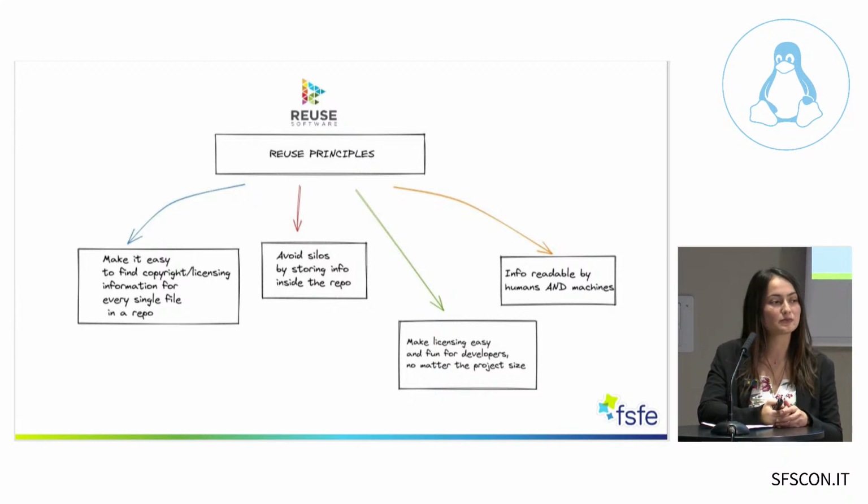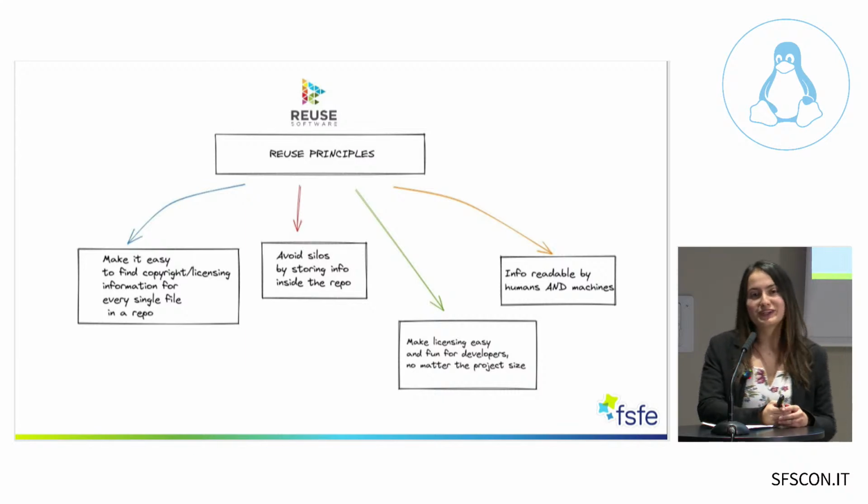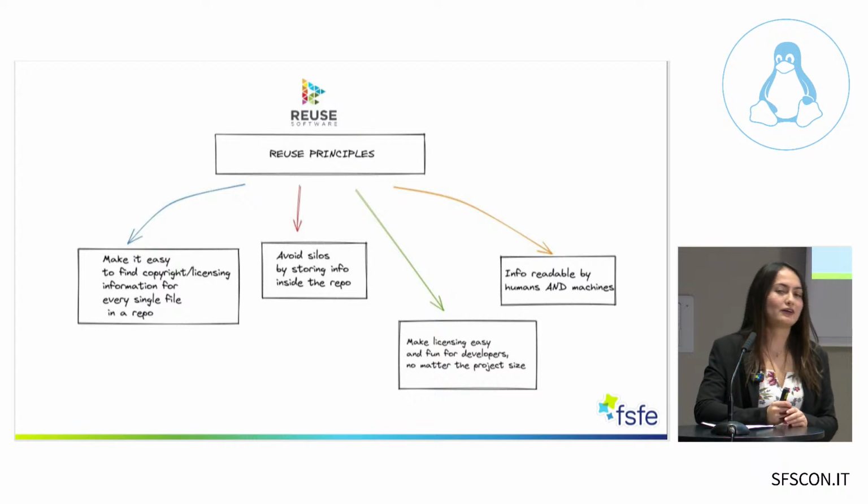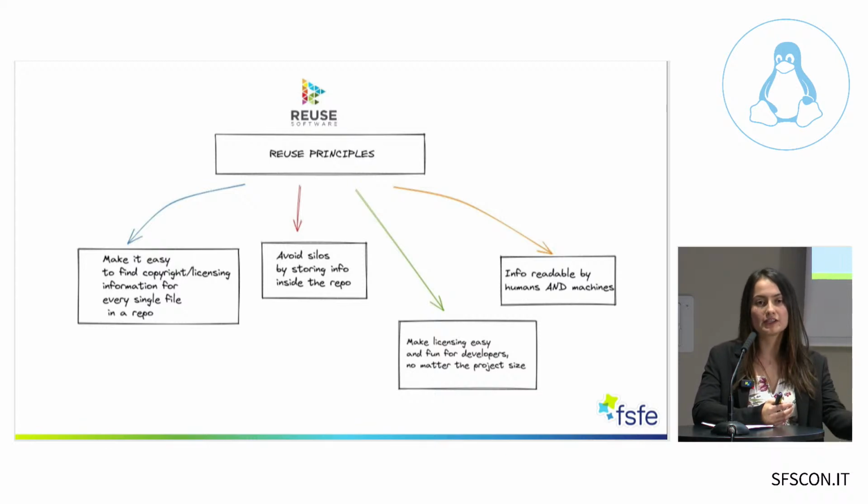The REUSE initiative is based on some principles. As I already mentioned, we're trying to make it easy, but also fun, to find the copyright and license information, because we're going to store this information in every single file of our repository. We are going to avoid silos, because we're going to store the information as close as possible to the code, so everything is going to be inside our project, and every piece of information that you need to know about the project is going to be within the project.